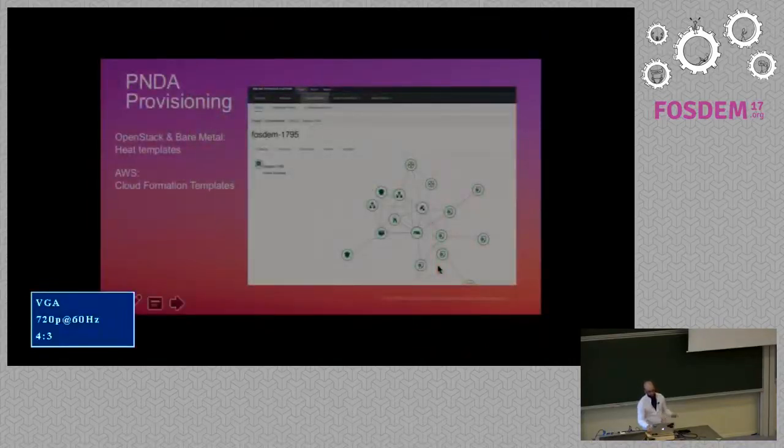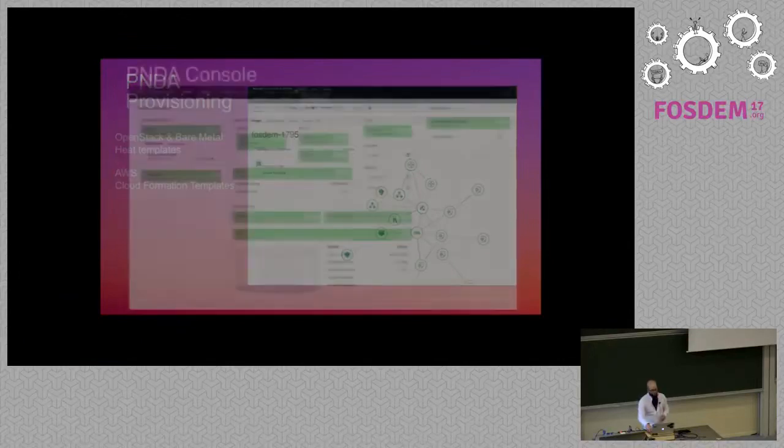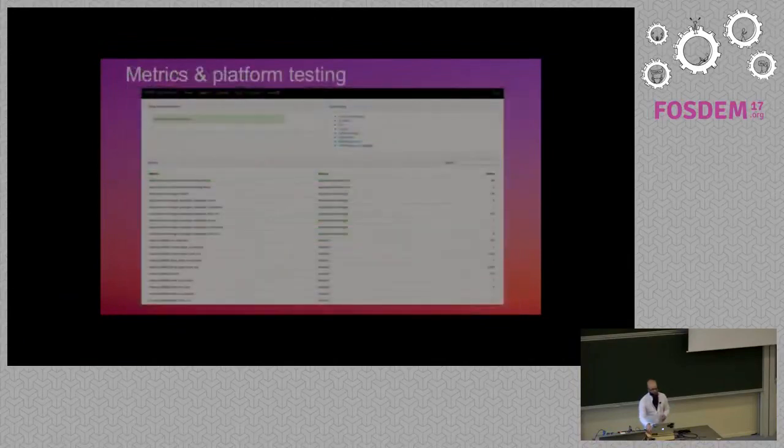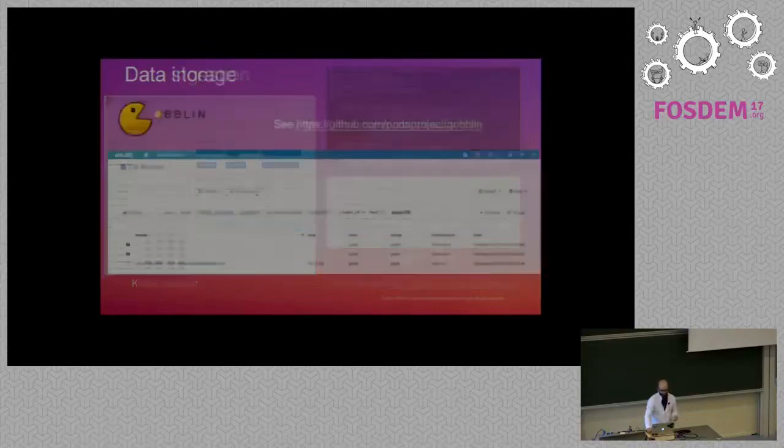So I show you that, so this was a backup slide in case we lost the network. So there is bare metal and OpenStack deployment based on a template. You can also deploy on AWS if you want. So within the console, all the platform testing. So the data ingestion is quite easy to do, just with a simple Python code. So we've got also an ODL plugin and Logstash. Logstash is just a matter of configuration.